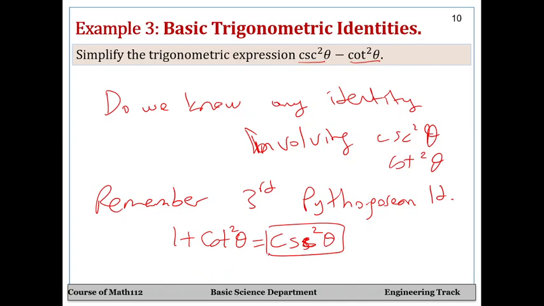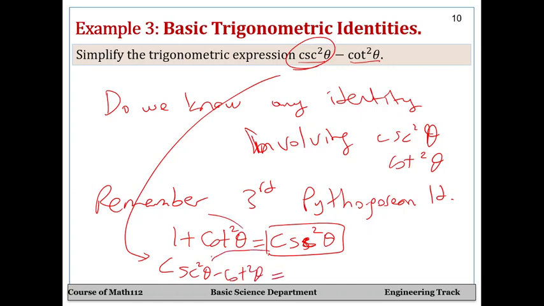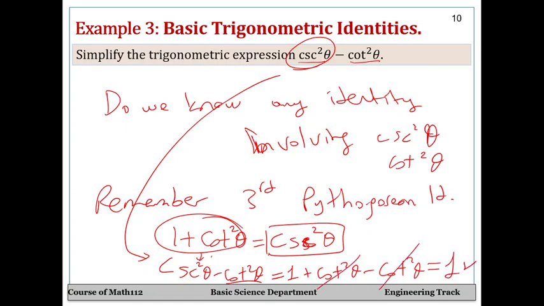First let me write it here. Cosecant squared theta minus cotangent squared theta. Cosecant squared theta is 1 plus cotangent squared theta, and then we have the other one, minus cotangent squared theta. They cancel out, and you get 1. So it is equal to 1.